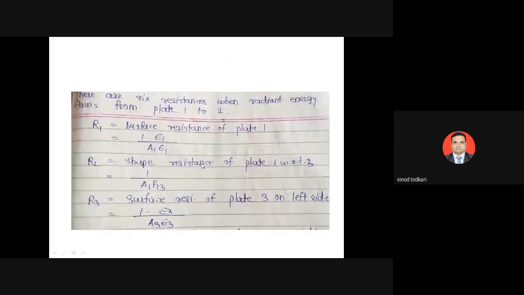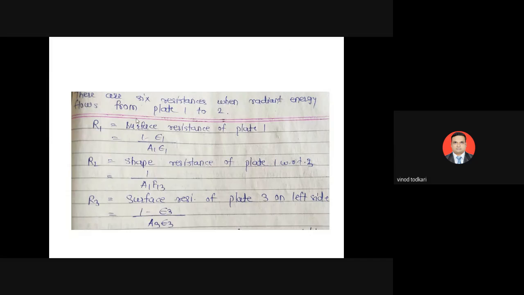Similarly, R4 is 1 minus epsilon 3 upon A3 epsilon 3. R5 is the shape resistance of plate 3 with respect to 2. What will be R5? 1 upon area into view factor. The area is A3, as heat is flowing from 3 to 2, so the view factor of 3 with respect to 2. So it is 1 upon A3 F32. And what will be R6? 1 minus epsilon 2 upon A2 epsilon 2. So these are the values of the resistances.